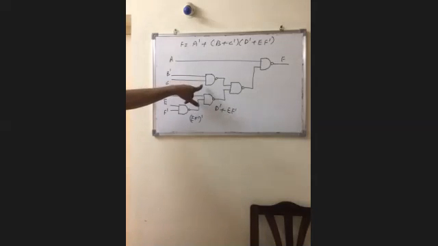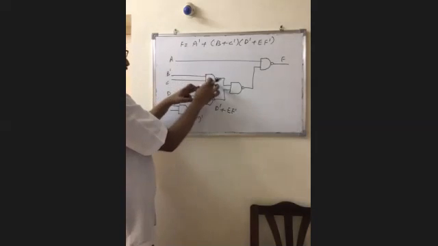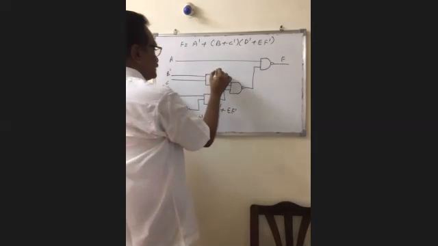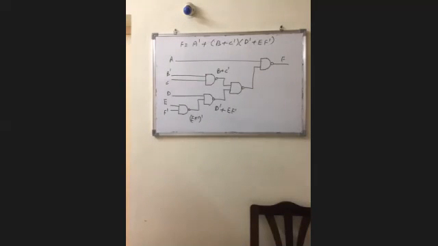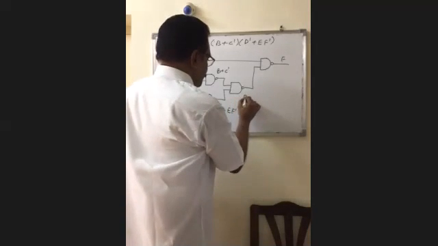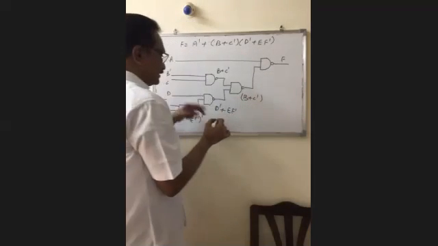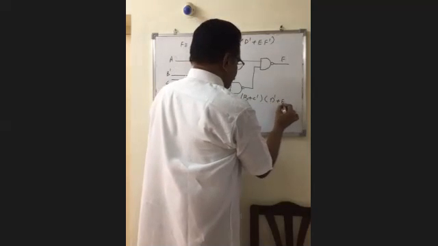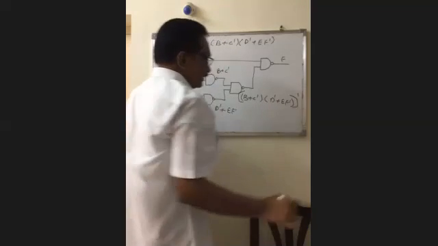Next, for this one, one of the inputs is B dash and the second one is C. Output of the NAND gate is B dash C whole bar. That can also be written as B plus C dash. So output of this one is equal to B plus C dash multiplied by D dash plus E F dash whole bar.